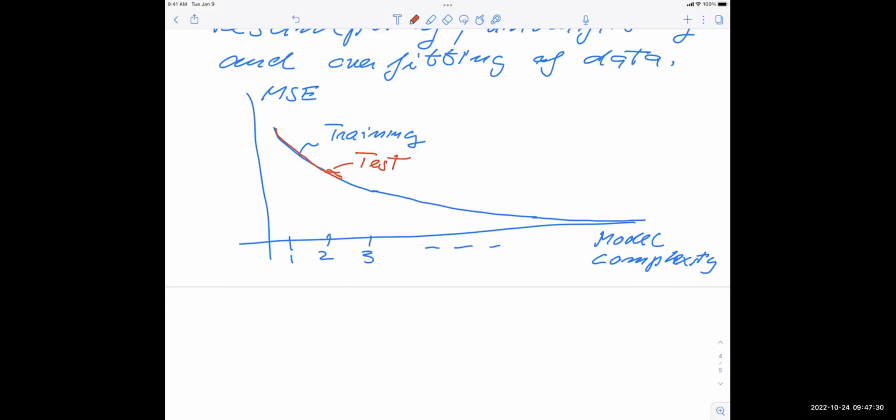So let me see now. There's an answer in the chat here. It will increase at some point. Excellent. So what we are going to see then is something like this.